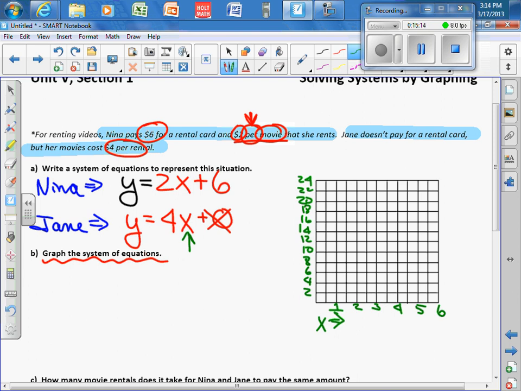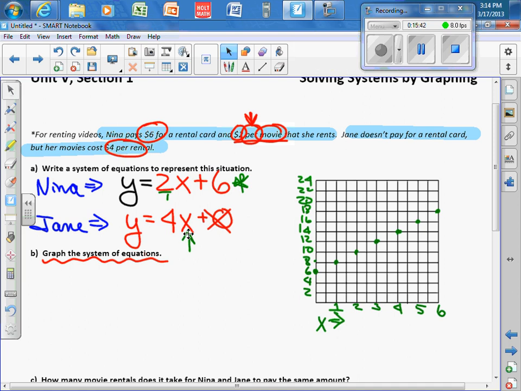All right, so Nina's. Her y-intercept is 6. Her slope is 2. Now, since our intervals are not the same here, we need to adjust for that. So she's going to rise 2 videos, or $2, I mean, and run 1 video. So actually, her line would look like this.